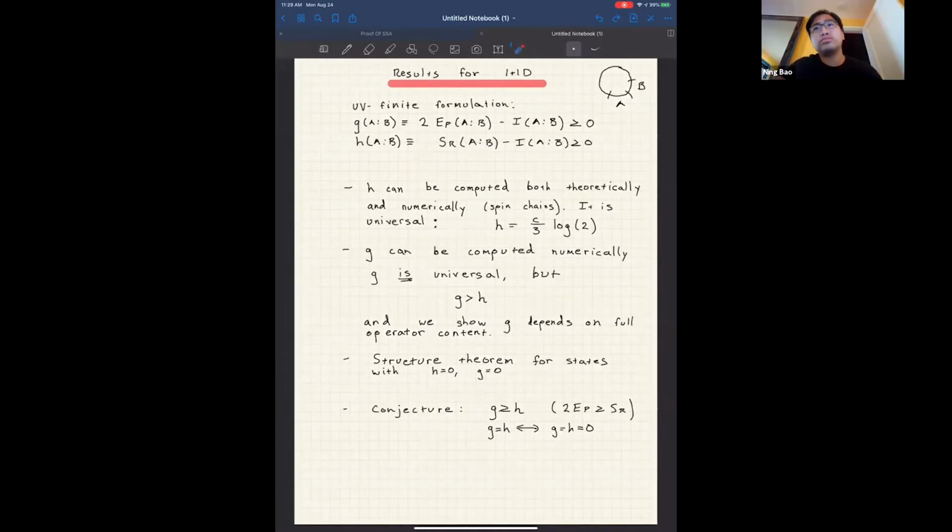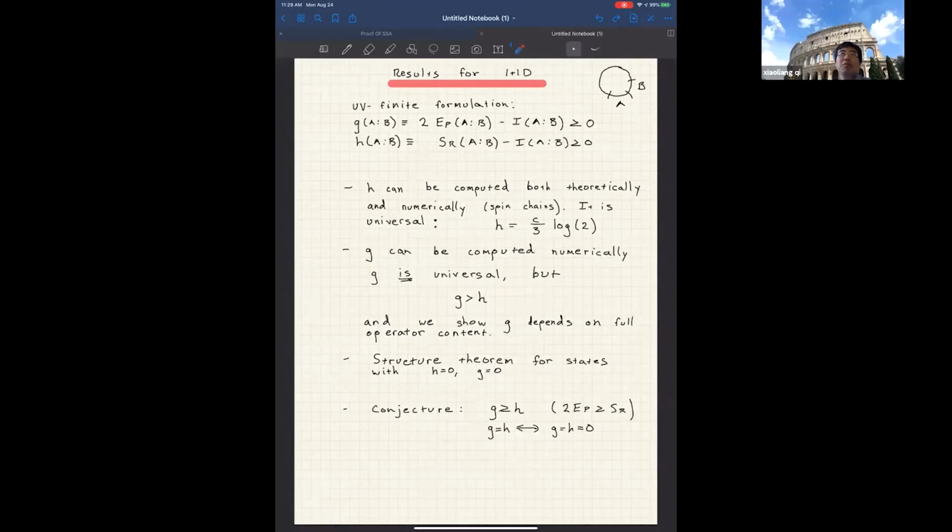You didn't use any like large tensor charge or anything? It's just 1+1D CFT. For the numerics, yeah, we're studying this since, well, this here you can do theoretically, and you can just show that H is equal to c/3 log 2. That doesn't require large N. Here, we're not going to use large N. We're just going to do a brute force numerical calculation on spin chains, and we find this result, that it's universal, but it's not equal to the holographic conjecture.